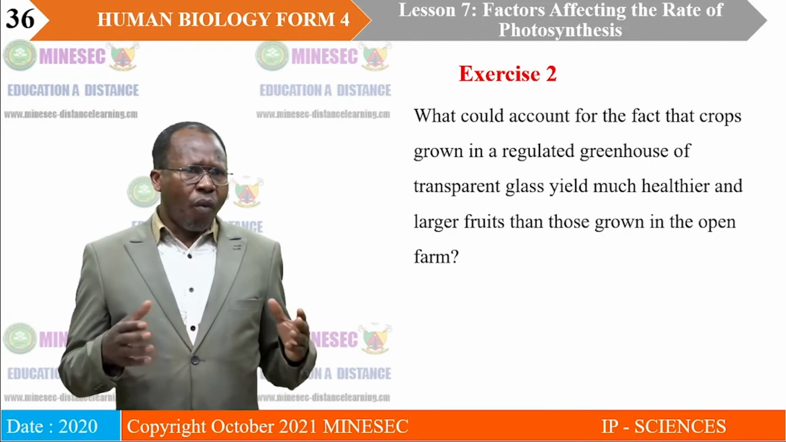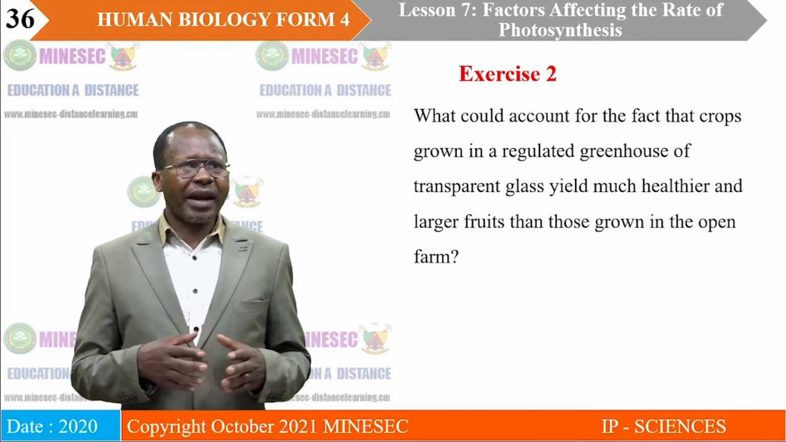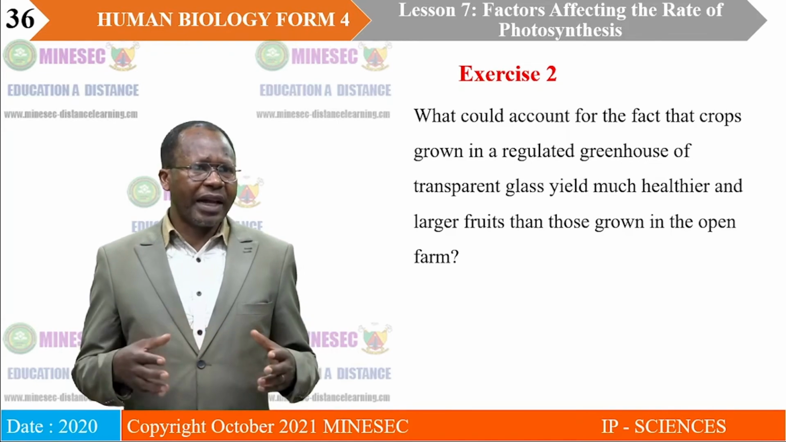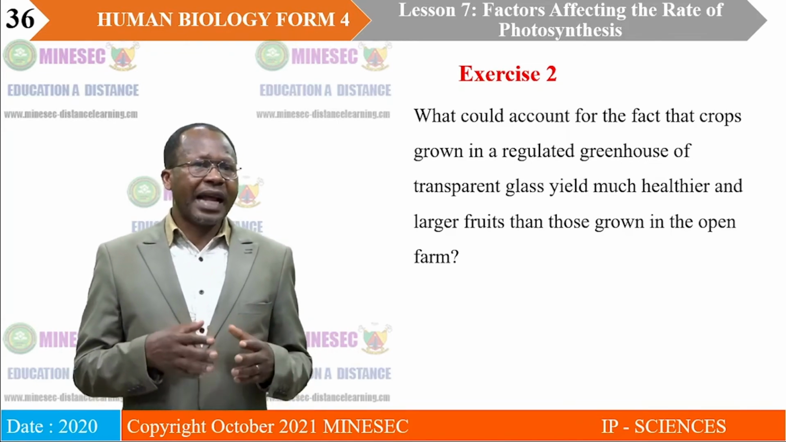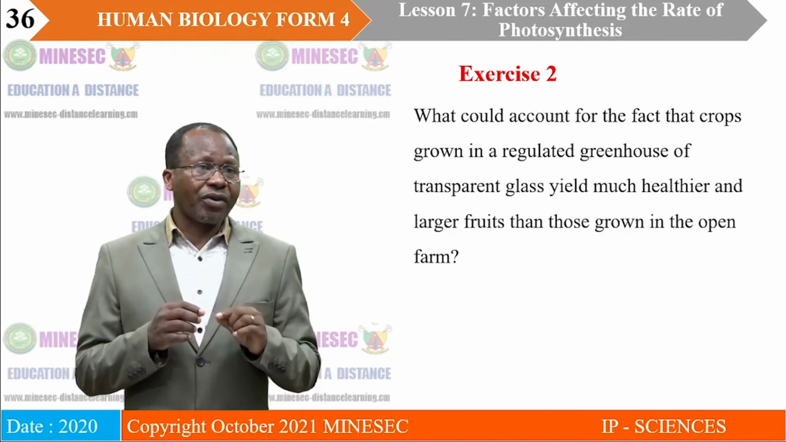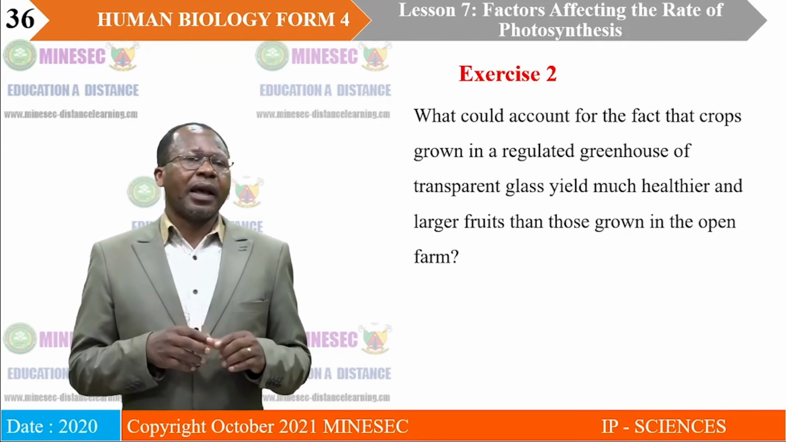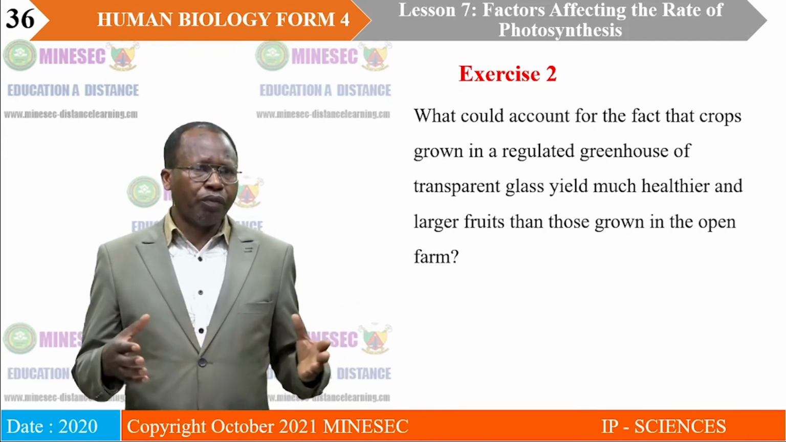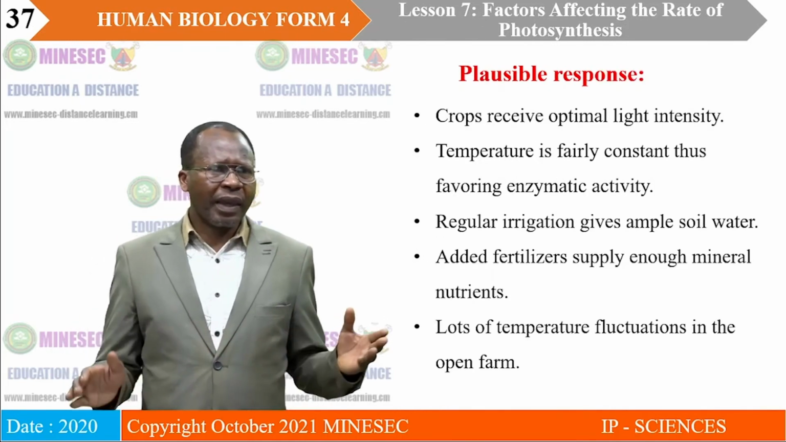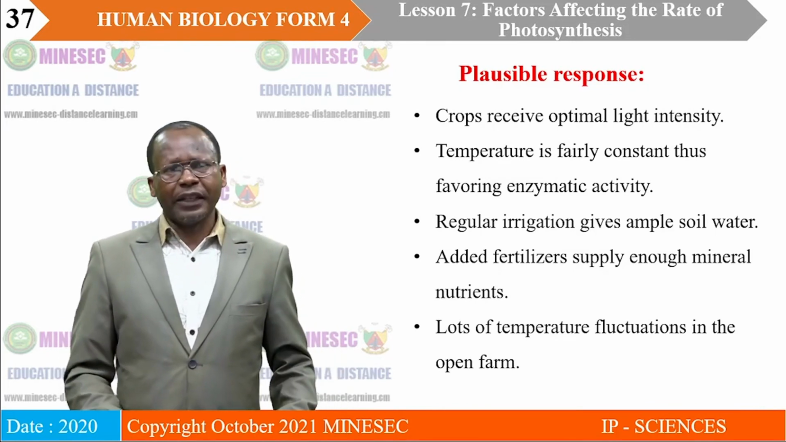What could account for the fact that crops grown in a regulated greenhouse of transparent glass yield much healthier and larger fruits than those grown in the open farm? Remember, grown in a greenhouse with regulated conditions, remember the word regulated. Why would they yield much more than the ones that are grown in the open farm? Here are some of the plausible reasonings based on our knowledge of this lesson.